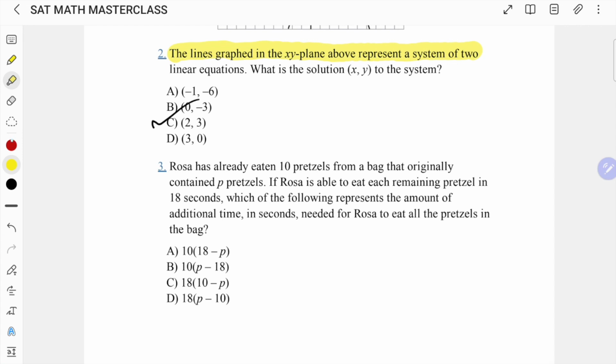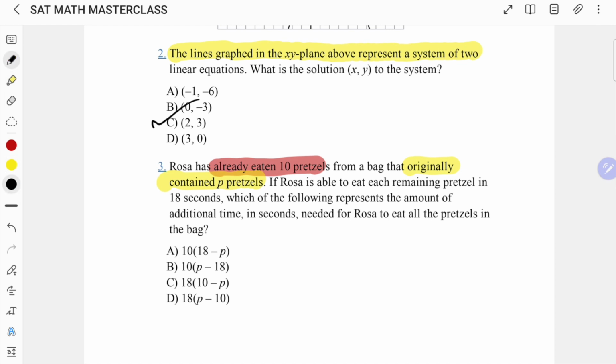Alright, in the third question it says Rosa has already eaten 10 pretzels. So let's underline this with red. From a bag that originally contained P pretzels. If Rosa is able to eat each remaining pretzel in 18 seconds, which of the following represents the amount of additional time in seconds needed for Rosa to eat all the pretzels in the bag?